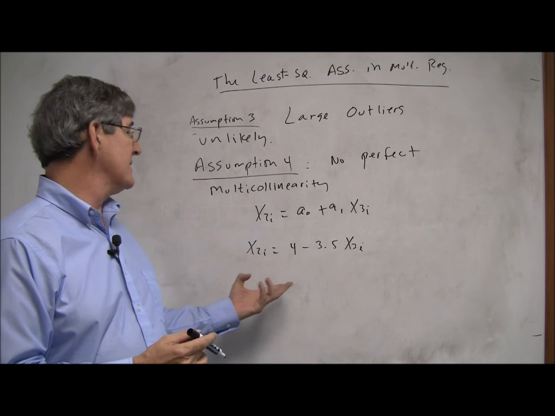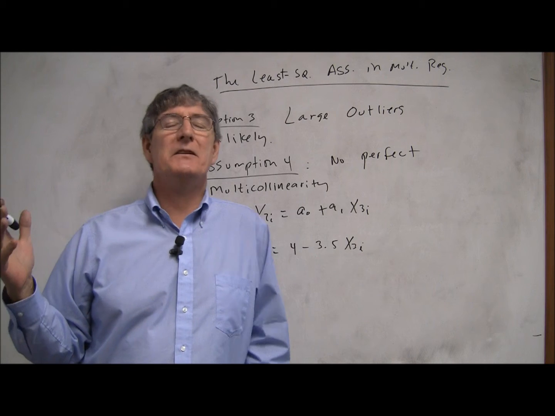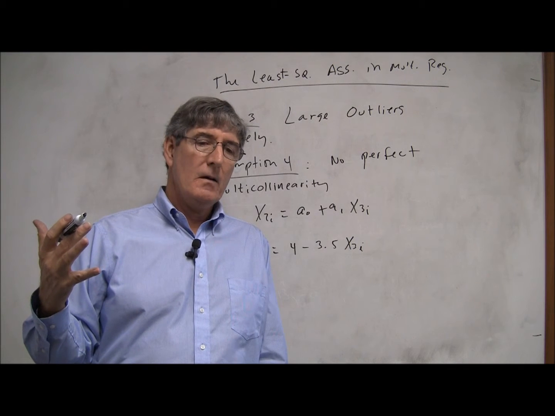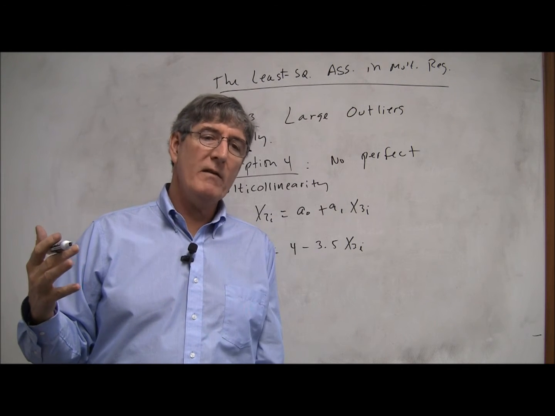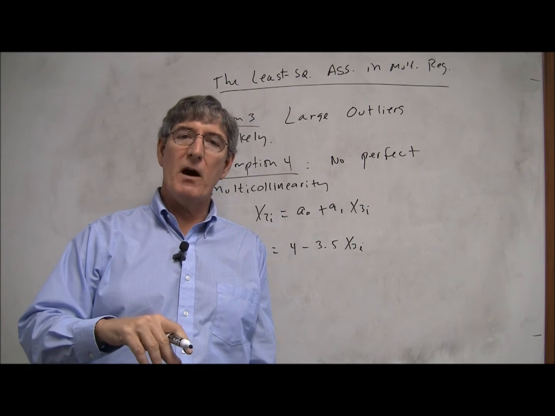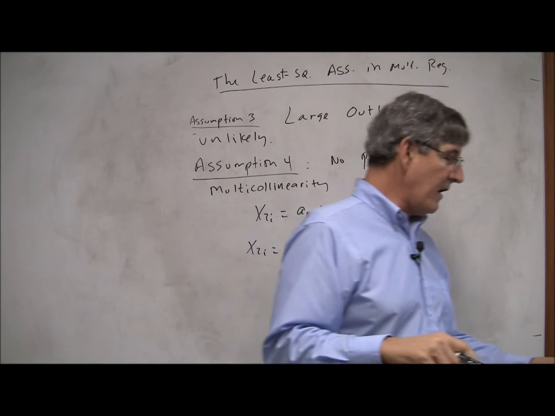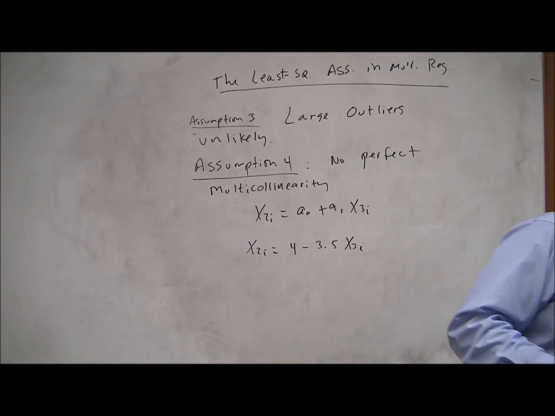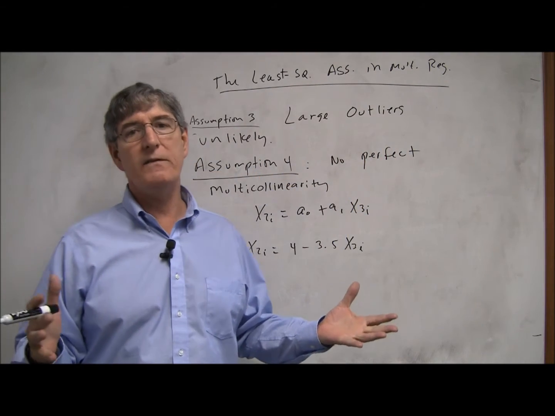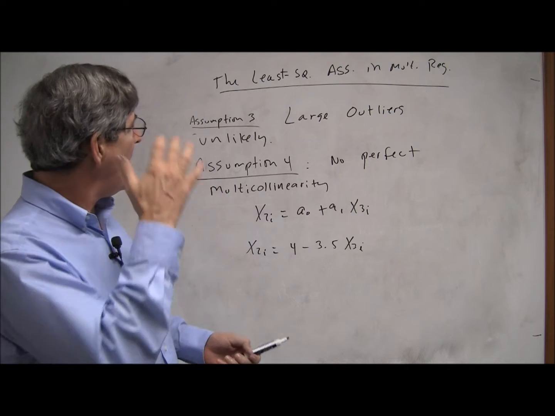And so, for instance, this is a trivial example where you'd have a perfect relationship. Suppose I have one variable in feet, and then I just convert that to inches, and I put that in the model as well. Then one variable would just be 12 times the other. There's a perfect relationship, and the estimators would fail. You can't estimate at all.